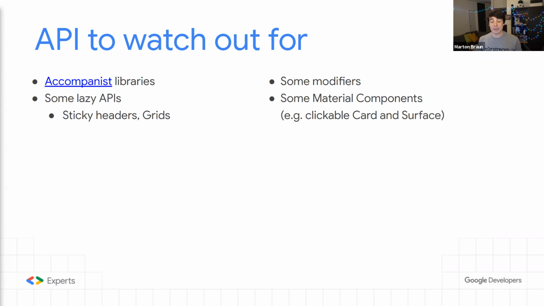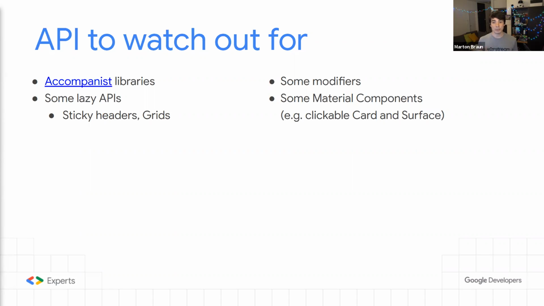Then in lazy APIs, we have some really awesome stable things. We have lazy columns and lazy rows, which are really convenient replacements for the view system's recycler views. But some things in the lazy APIs are still experimental. For example, if you want to use sticky headers in these components, then you're going to have to use some experimental APIs. And the same goes for using grids.